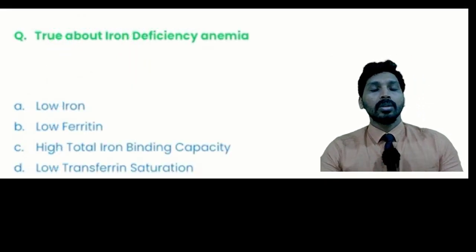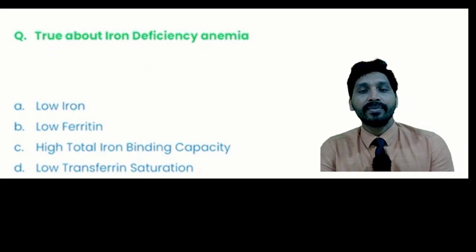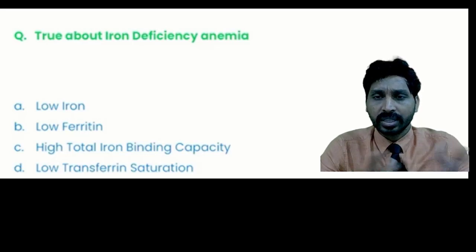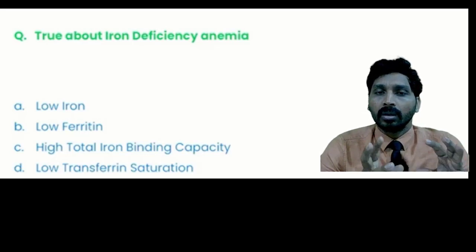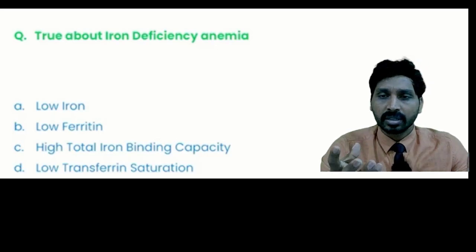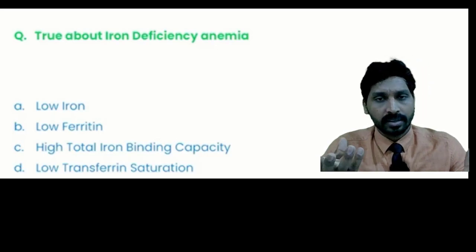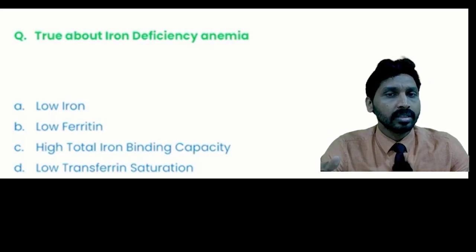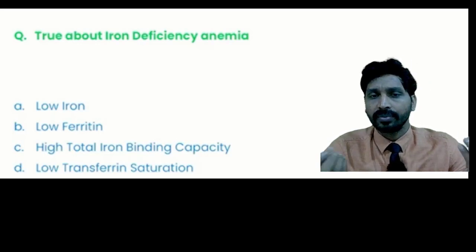Another question: true about iron deficiency anemia. The question itself explains that iron is deficient in this anemia. Because iron is not available in heme synthesis, in the last step the enzyme ferrochelatase works on incorporation of iron. That is the reason RBCs are without iron, which leads to iron deficiency anemia.